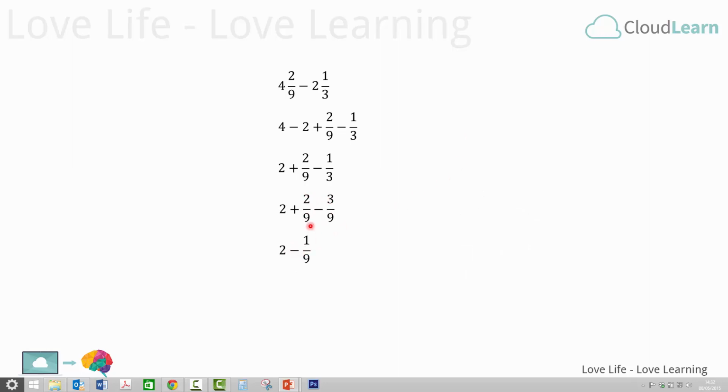Now the next step is we subtract the 3 ninths from the 2 ninths, and you'll notice I end up with a negative number here. If I take 3 ninths away from 2 ninths, I'm going to get minus 1 ninth, and 1 ninth taken away from 2 will give us 1 and 8 ninths.